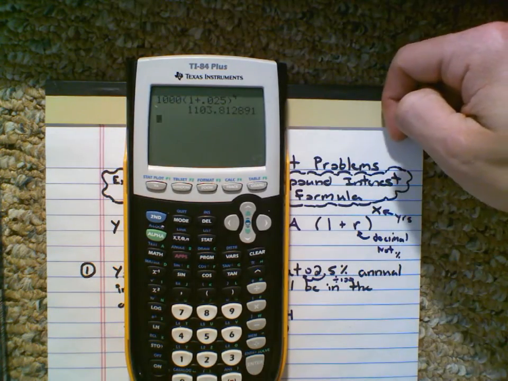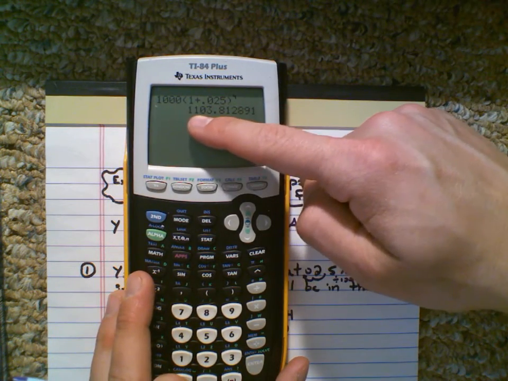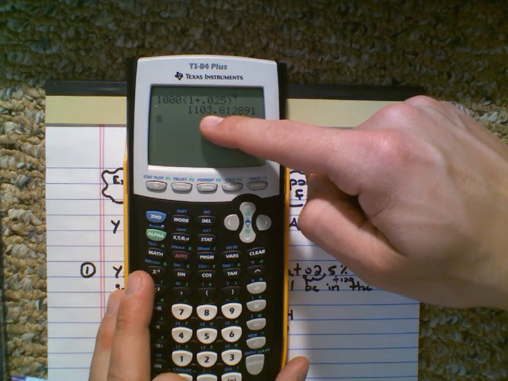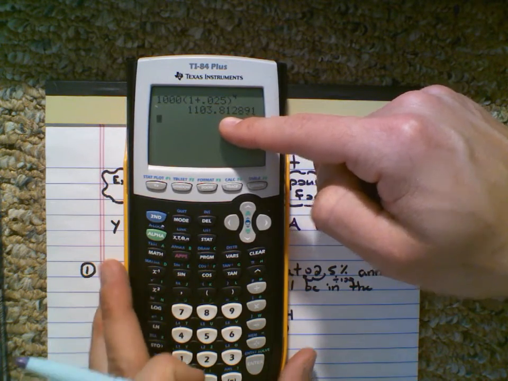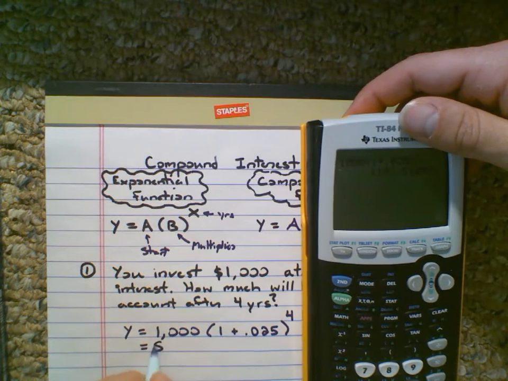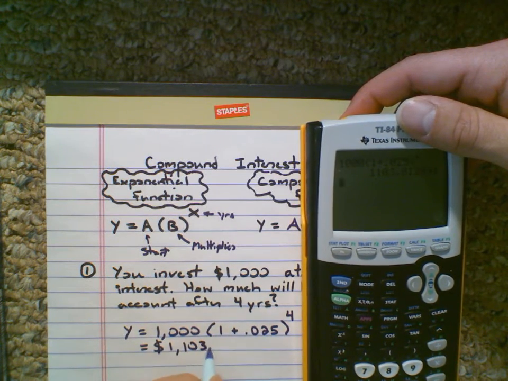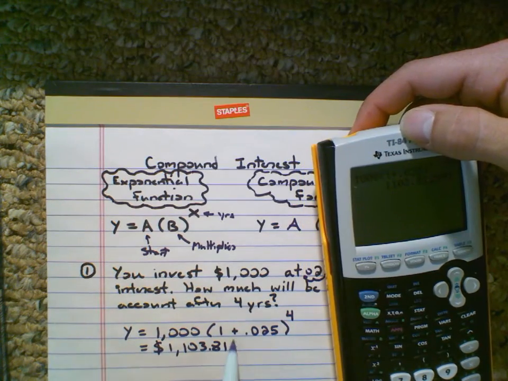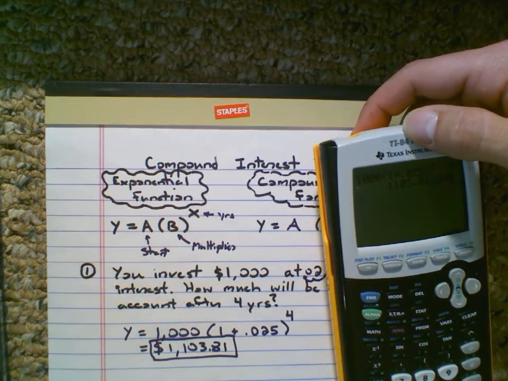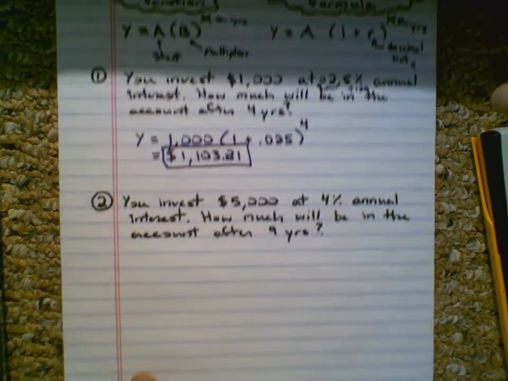Hit enter, and it tells me it's going to be $1,103.81. So I just write that number down. We're going to have $1,103.81 in the account.